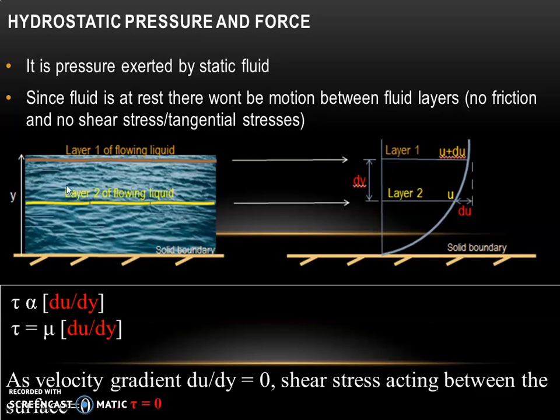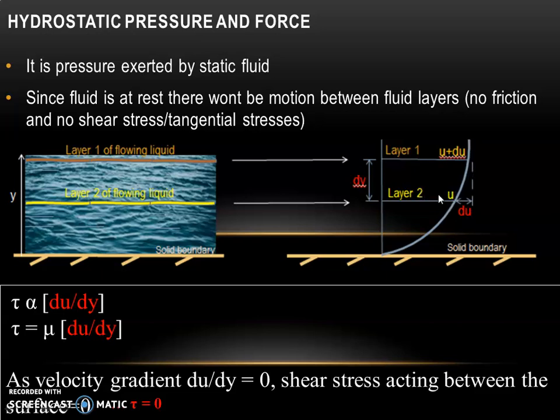Here, there is a flowing fluid which is considered, which is flowing over a solid boundary. There are two layers taken into consideration, that is layer 1 and layer 2 of flowing liquid. At the surface of contact, since there is friction being offered by the solid boundary over the liquid, velocity at contact will be equal to 0. And as we move away from the solid boundary, the effect of friction reduces and velocity increases.